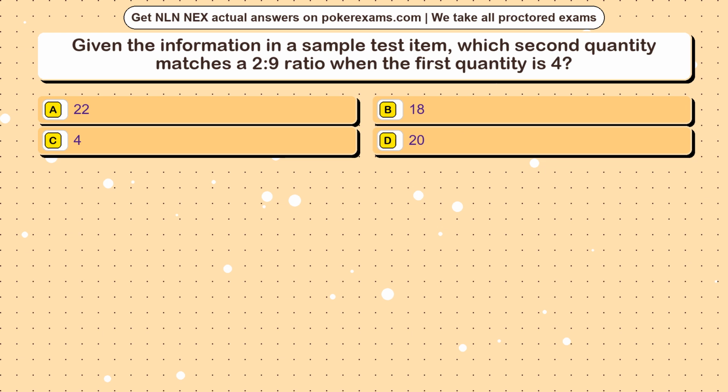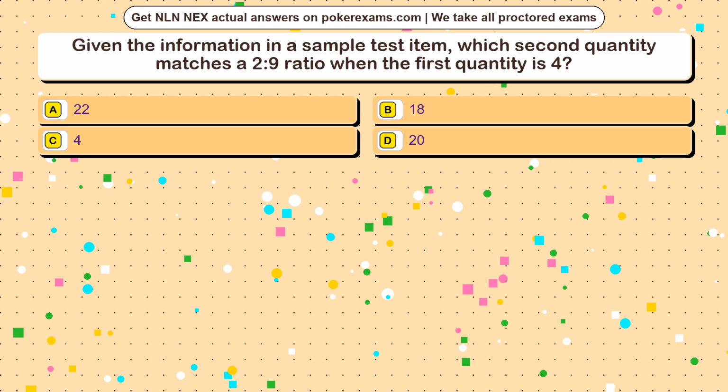Question 6. Given the information in a sample test item, which second quantity matches a 2:9 ratio when the first quantity is 4? Option A, 22. Option B, 18. Option C, 4. Option D, 20.